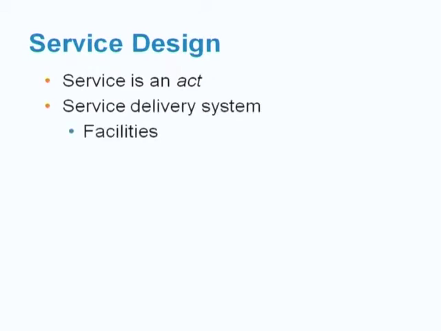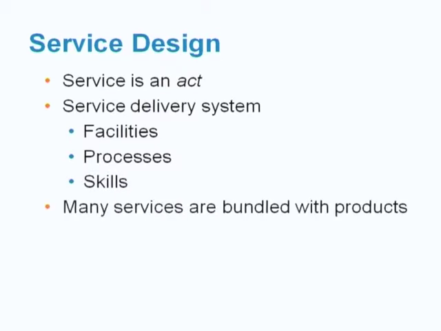Service delivery system consists of 3 items: facilities, processes, and skills. And many services are bundled with products. It means in the real world we don't see pure 100% services, and we don't see pure 100% goods. Normally we will see a combination of services with goods together.